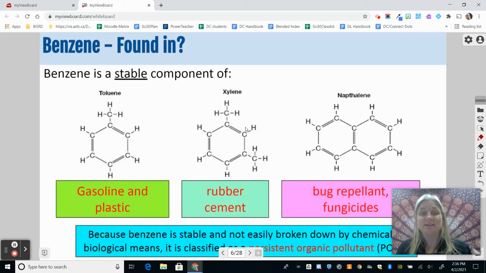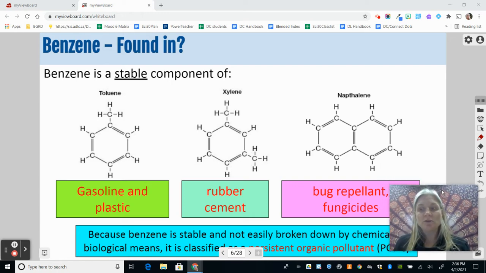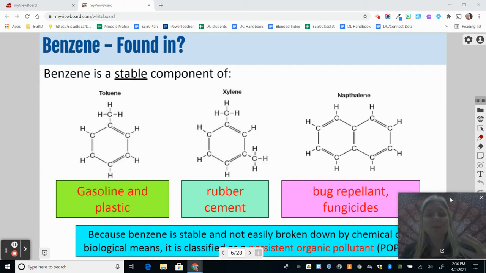All right. Now these rings are really strong. They're very stable and strong. They're not easily broken down by chemical means or biological means. So if they get into the body, they're not broken down. So we call these persistent organic pollutants, POPs. You might see that term: persistent because they aren't broken down, and organic because they contain carbons and hydrogens. But they're considered pollutants in many cases, especially when they're not able to be broken down.